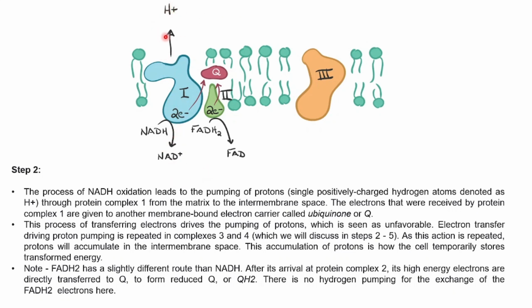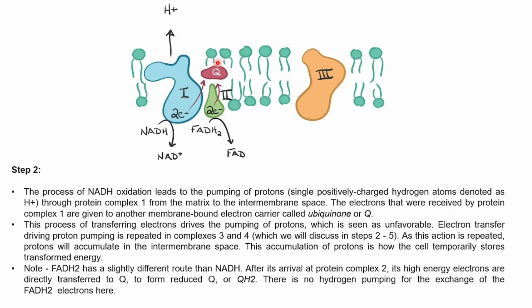And the electrons that were received by protein complex 1 from NADH are then relayed to another membrane-bound electron carrier called ubiquinone, denoted as Q. And this process of transferring electrons drives the pumping of protons, which is seen as unfavorable.